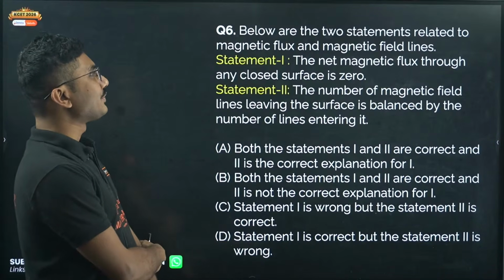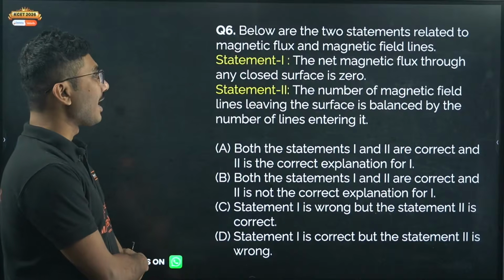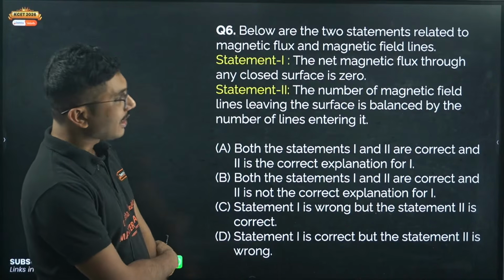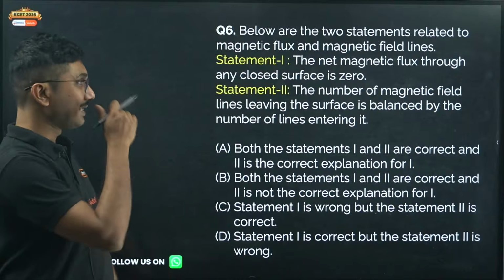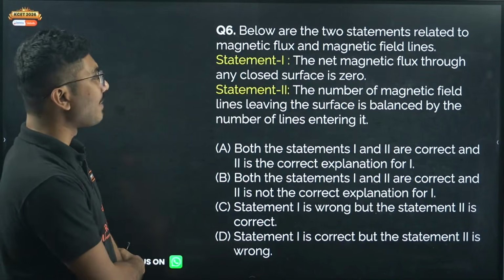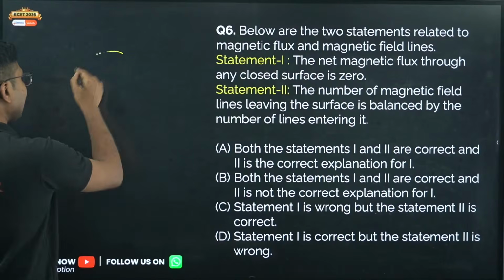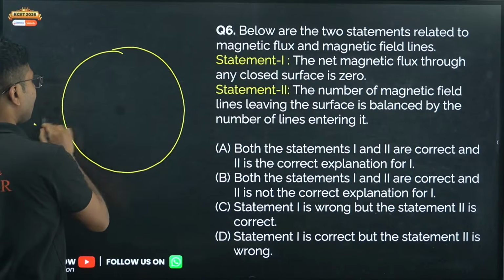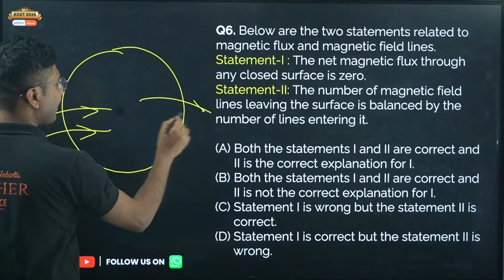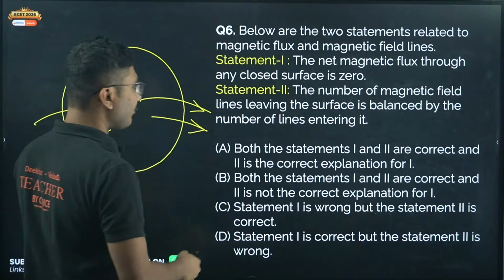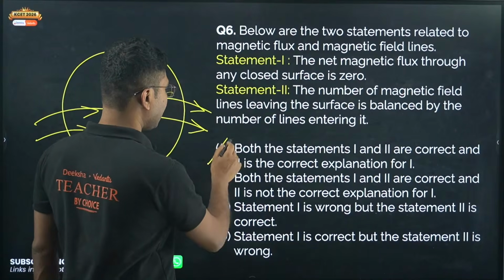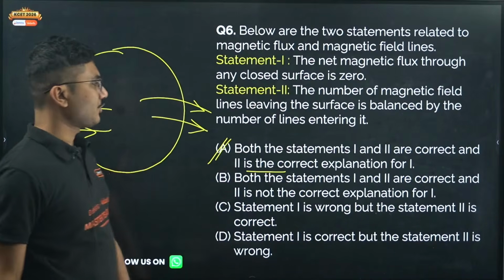Below are the two statements related to magnetic flux and magnetic field lines. Statement 1: the net magnetic flux through any closed surface is 0. Statement 2: the number of magnetic field lines leaving the surface is balanced by the number of field lines entering it. So total magnetic flux through a closed surface is 0 because the total number of field lines entering and exiting are equal. So obviously both statements are true and 2 is the correct explanation.